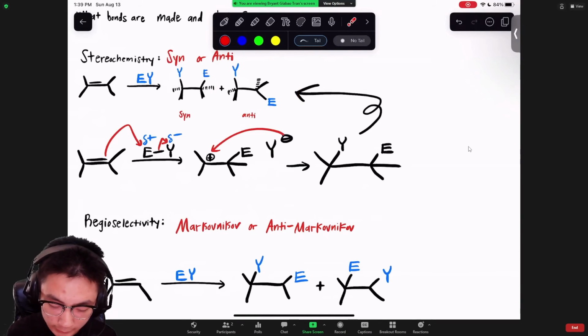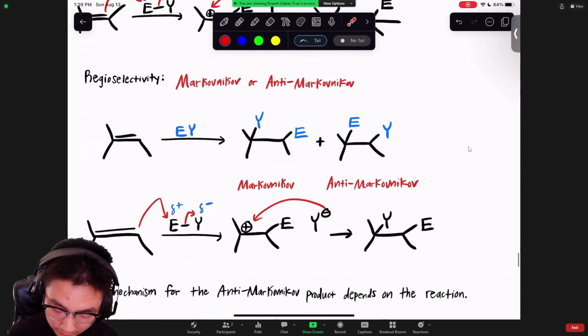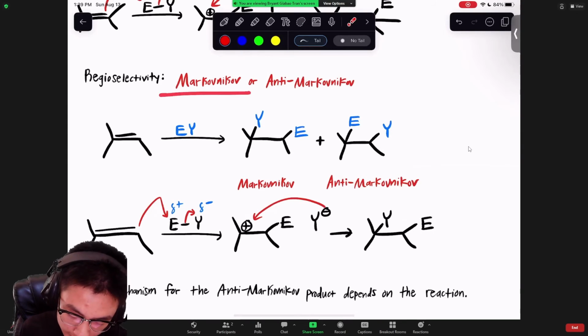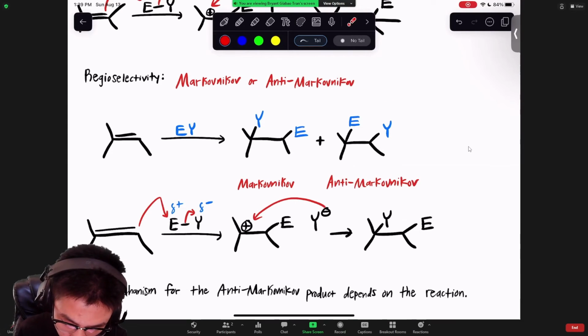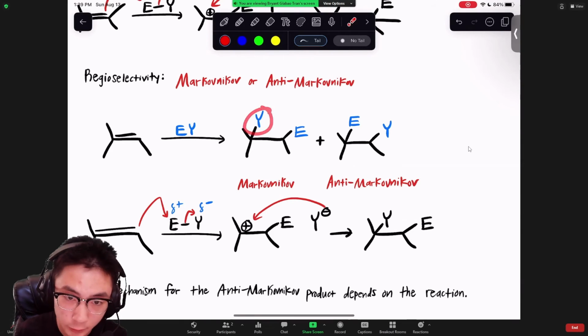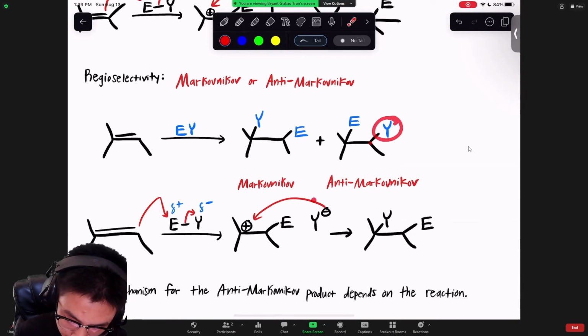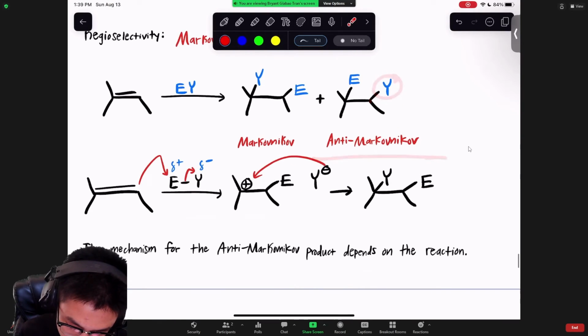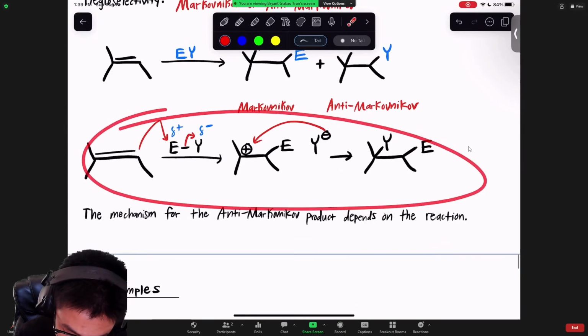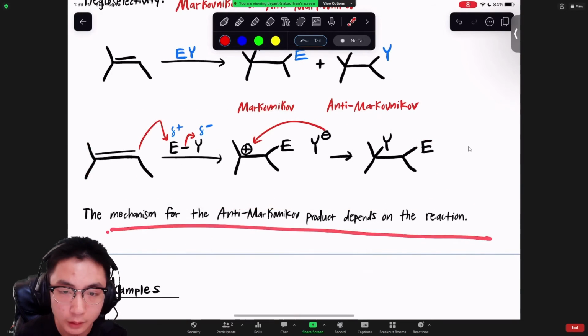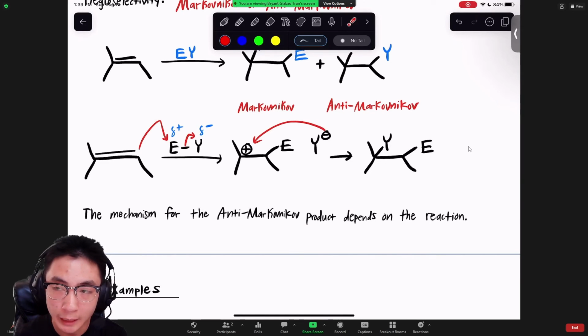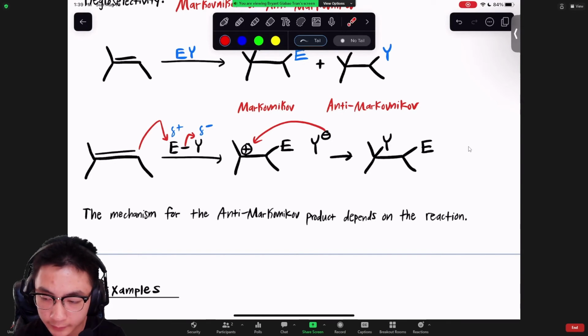Now let's go over the regioselectivity of these reactions. They could either be Markovnikov or anti-Markovnikov, which I went over previously. If they are Markovnikov, then the nucleophile will attach to the more stable carbocation. If they are anti-Markovnikov, then the nucleophile is going to attach to the less substituted carbocation intermediate right here. And here's the mechanism for the Markovnikov rule. The mechanism for the anti-Markovnikov product depends on the reaction, like hydroboration oxidation or the radical hydrohalogenation.